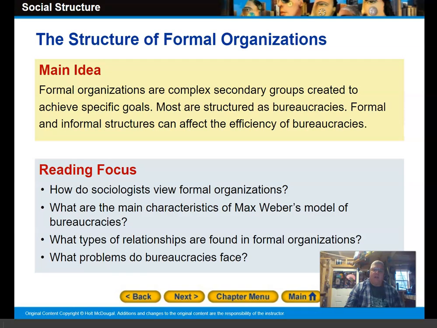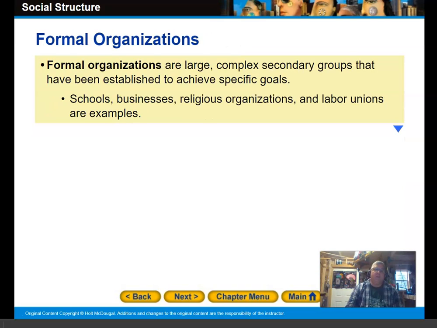So how do sociologists view formal organizations? What are the main characteristics of Max Weber's model of bureaucracies? Third, what types of relationships are found in formal organizations? And fifth, what problems do bureaucrats face? These are the things that you should be able to put in your notes upon completion of this section.